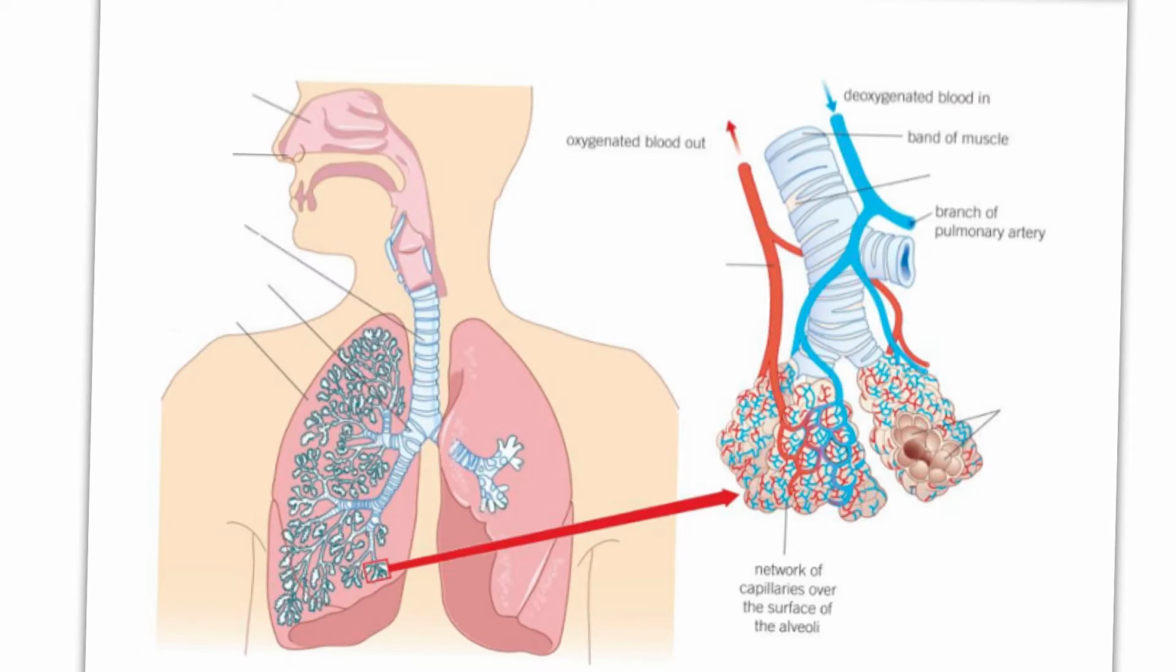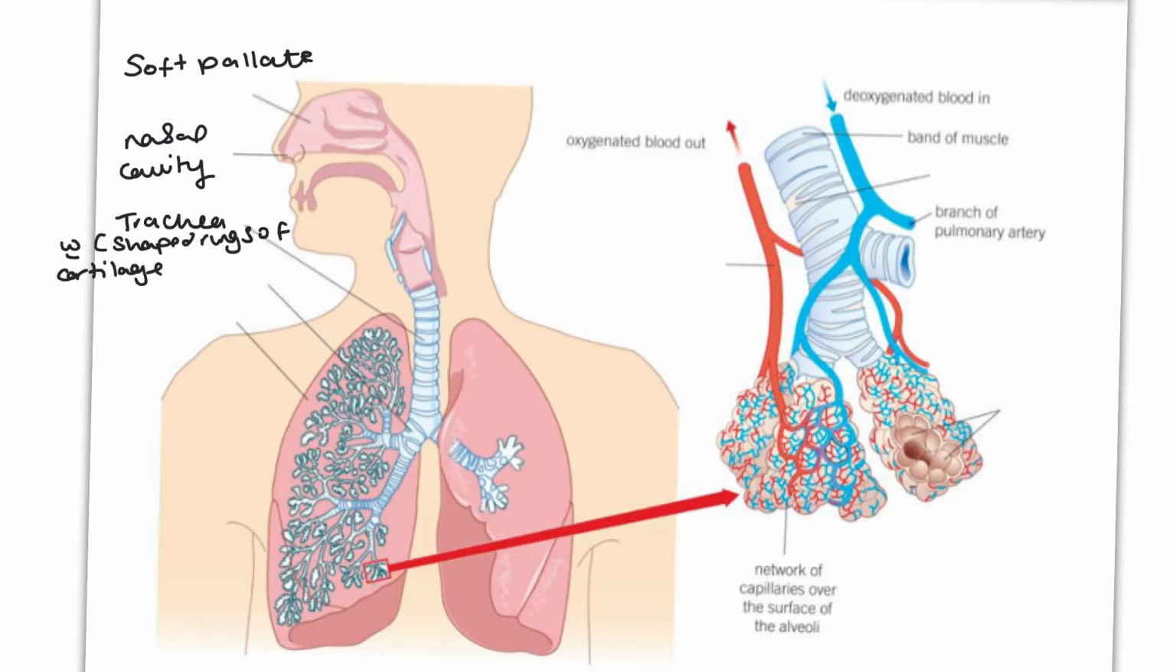So let's just have a look at the lungs in this diagram. So we can see we've got the nasal cavity and we've got the soft palate there at the top. And then we've got the trachea with its C-shaped rings of cartilage. Then the trachea splits up into two bronchi, the singular for each is the bronchus. Then the bronchi split into bronchioles, smaller vessels, and you can see how they still have these C-shaped rings of cartilage even quite deep down into the lung structure. And then the bronchioles end at these air sacs, these alveoli.